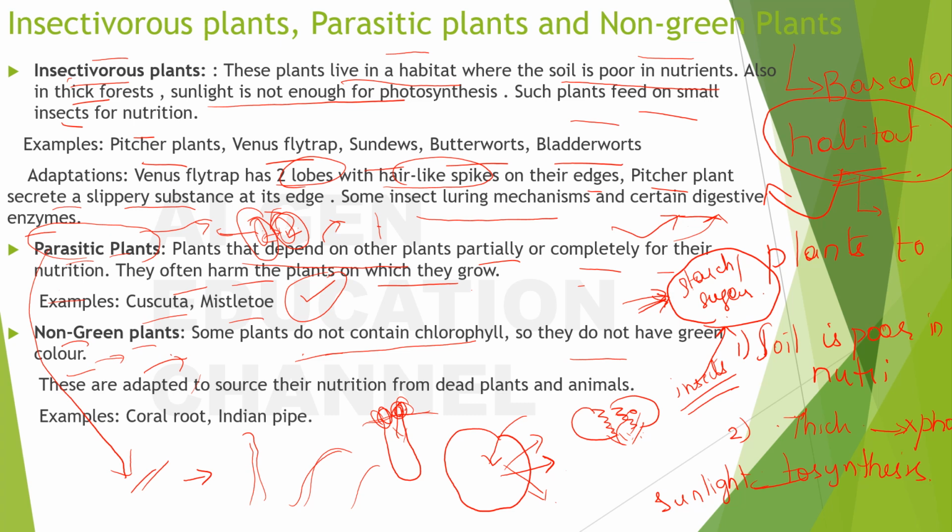But these non-green plants are adapted to source their nutrition from dead plants and animals. So they will feed on dead plants and animals. What are the examples? Coral root, Indian pipe.